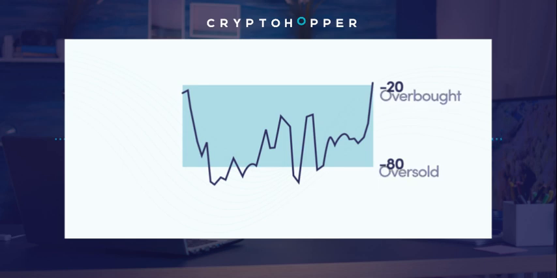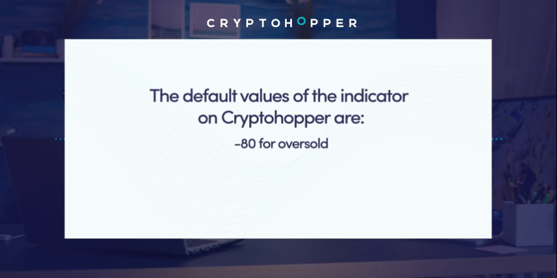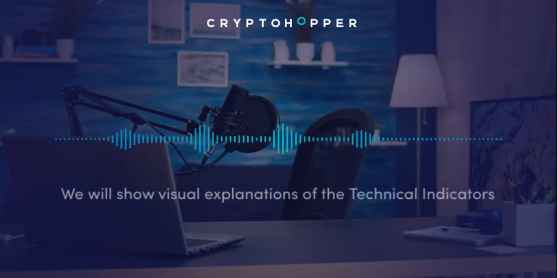Thus, the classic way of trading is to buy when Williams %R shows oversold readings, meaning that you buy low, and sell when Williams %R shows overbought readings, meaning that you sell high. The default values of the indicator are -80 for oversold, -20 for overbought, and 14 for periods. However, most trading platforms, Cryptohopper included, allow you to change these values.